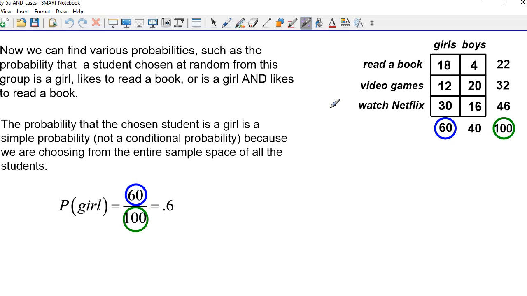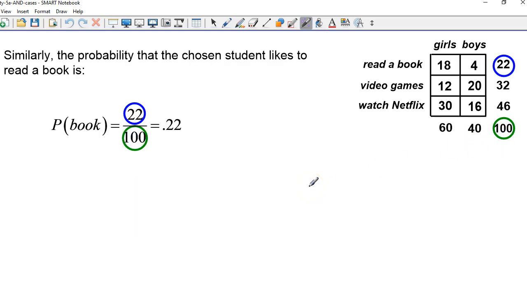Okay, so the probability that a chosen student is a girl is a simple probability. It's not a conditional probability because we're choosing from the entire sample space of all the students. So the probability of girl, right, the denominator, the bottom of the fraction, would be 100, which is the total of all of the students in the table. And then the numerator would be the part that reflects girl, which would be all of the girls in the table, which is 60. So it would be 60 out of 100, or 60%. Similarly, the probability that the chosen student likes to read a book would be out of the 100 students, the 22, regardless of girls or boys, the total of 22 students that like to read a book. And that's a simple probability because it's out of all of the 100 students, the entire sample space.